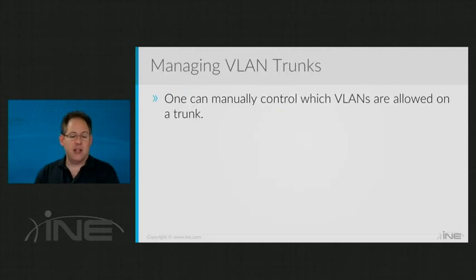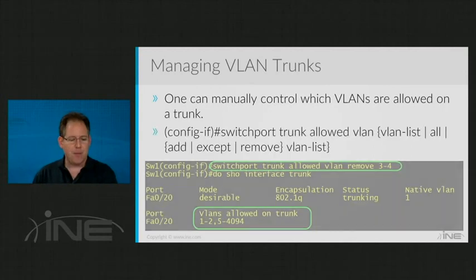So, managing VLAN trunks. Now when you configure a VLAN trunk and when a VLAN trunk comes up between switches, by default, all the broadcast domains that are active on that switch, in other words, all the VLANs that are active on that switch, are allowed across that trunk. But there are ways that you can control that, you can manipulate that.